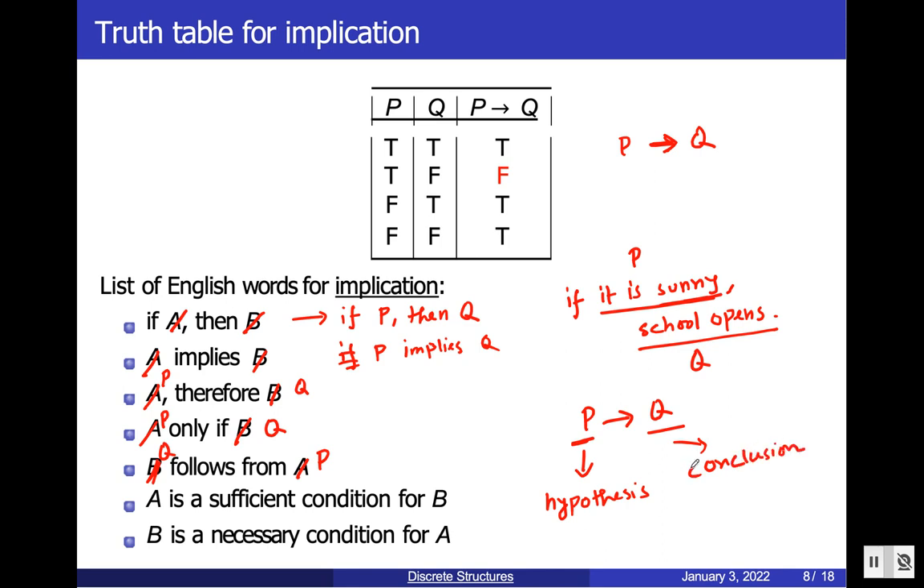So I'm saying that if P is true, if it is sunny, then Q will be true. If the hypothesis is true, then the conclusion will be true. So we can find the value of Q depending on the value of P. Say if it is sunny, school opens. So look at the sun. If you can find out it is sunny, then you will know that Q is true.